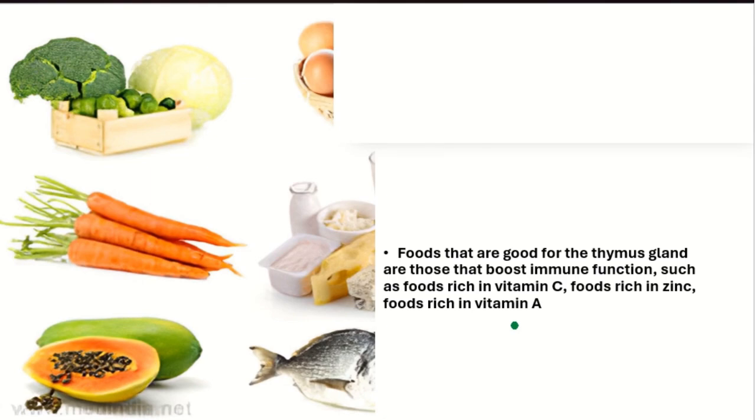And apart from zinc and selenium, two more are also very, very important to keep your thymus healthy. What are those? Vitamin C and vitamin A. Vitamin A is rich in these food materials: cabbage, broccoli, egg, cheese, dairy items, carrots, papaya, and fish. All those food materials you have to cover in your daily routine. So a balanced diet is very, very important. According to that, think about your body and take the food materials.